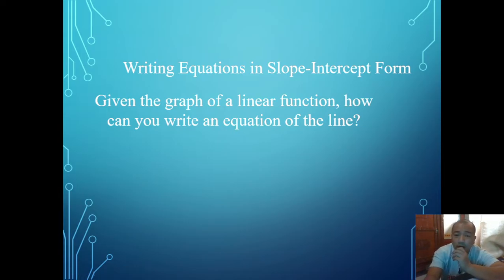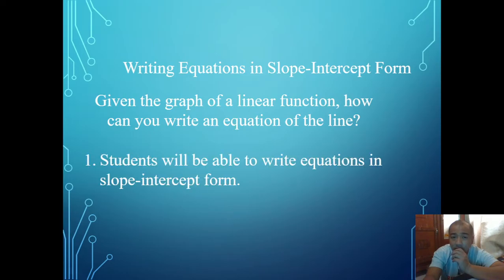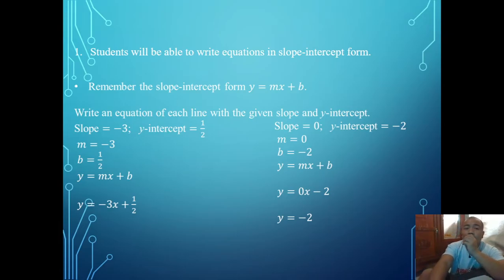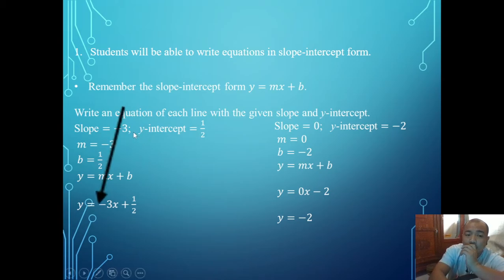Writing equations in slope-intercept form. Given the graph of a linear function, how can you write an equation of the line? Students will be able to write equations in slope-intercept form. So number 1, remember, slope-intercept form is y equals mx plus b. Write an equation of each line with the given slope and y-intercept. For number 1 here, slope is negative 3. Y-intercept is 1/2. So substitute in y equals mx plus b. B is the symbol for y-intercept, m is the symbol used for slope.